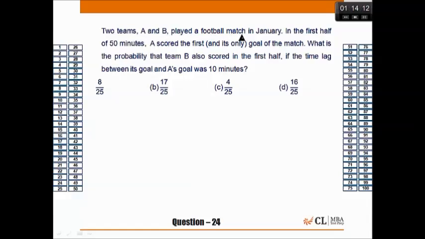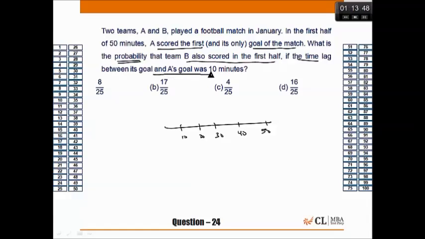Okay. Two teams A and B played a football match in January. In the first half of 50 minutes, A scored the first and only goal of the match. What is the probability? I like probability. So 50 minutes would be 10, let's say 20, 30, 40, 50. A scored somewhere in the first half. What is the probability that team B also scored in the first half? The time lag between the goals of A and B was 10 minutes.